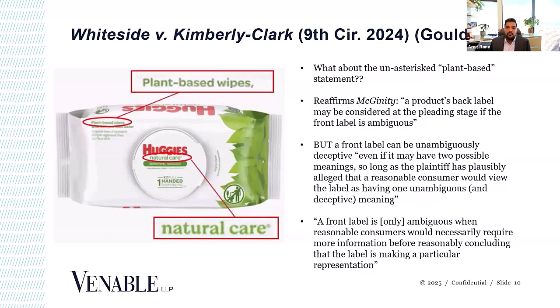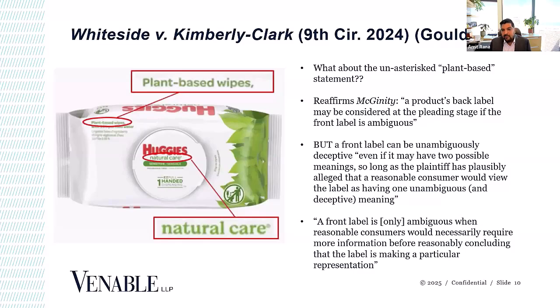Just because you have more than one possible or even plausible understanding of a label, it does not mean that the court should be looking at the back. It drew a new standard. It redefined ambiguity and drew a new standard. And it said a front label is only ambiguous enough to force a consumer to look at the back when reasonable consumers would necessarily require more information before reasonably concluding that the label is making a particular representation.